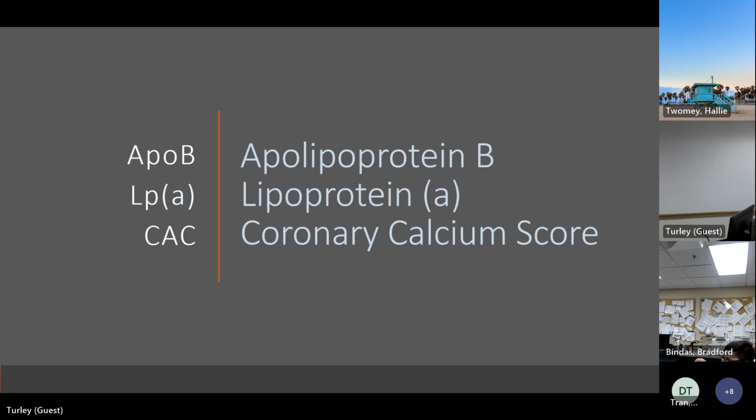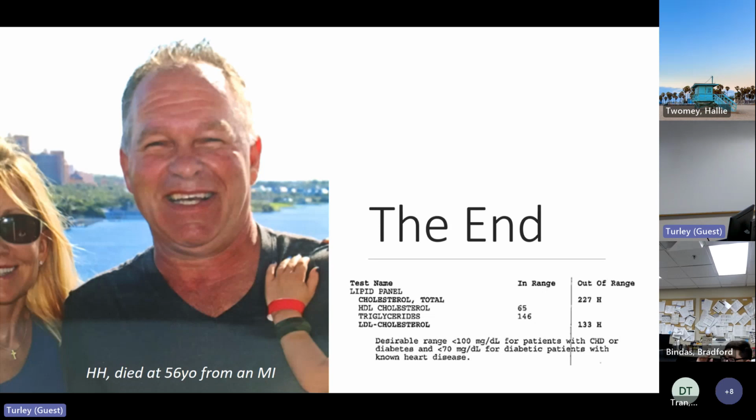Last thing. So why do I care? I'm gonna like cry. Why do I care so much? This was a patient of mine that, in 2016, this is the actual photo. He came to see me for his physical. Some of you heard this story.